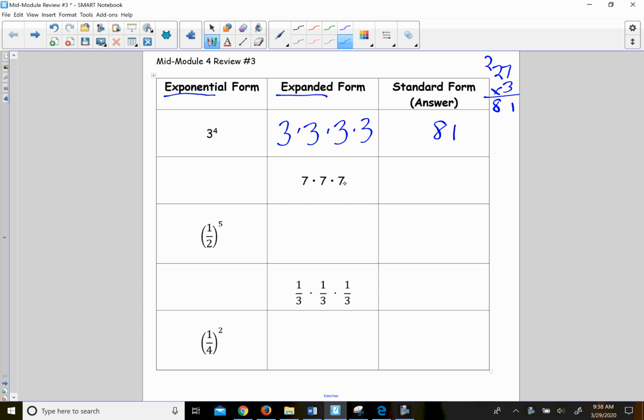Now here I have it stretched out in expanded form: 7 times 7 times 7. So I'm multiplying 7, that's my base. How many times am I repeatedly multiplying 7? It's 1, 2, 3 times, so 7 to the 3rd.